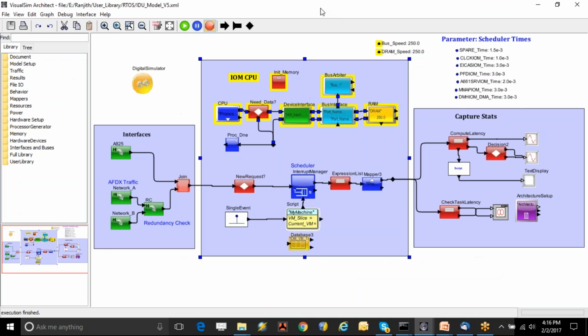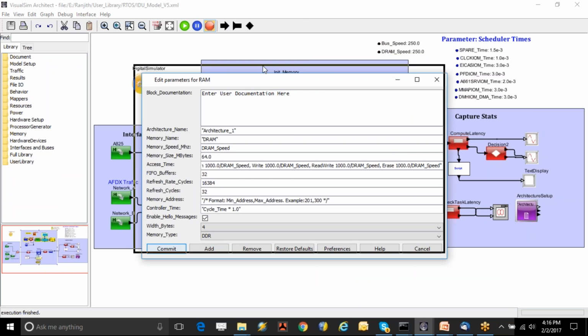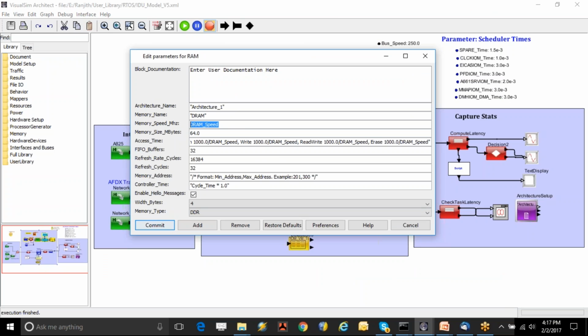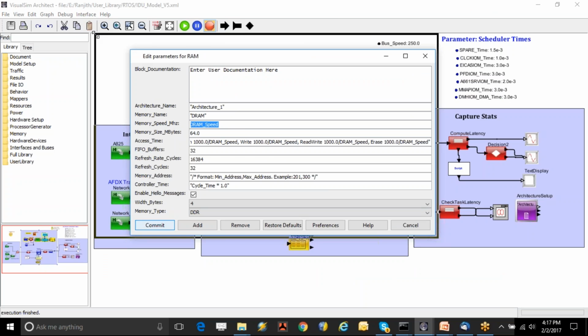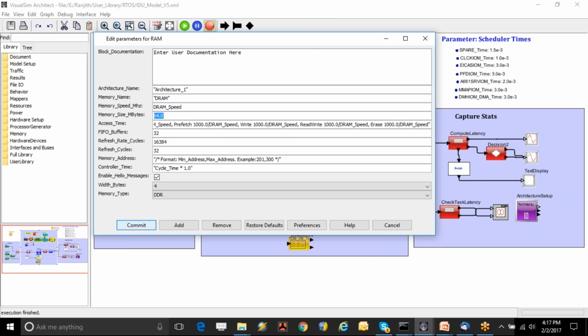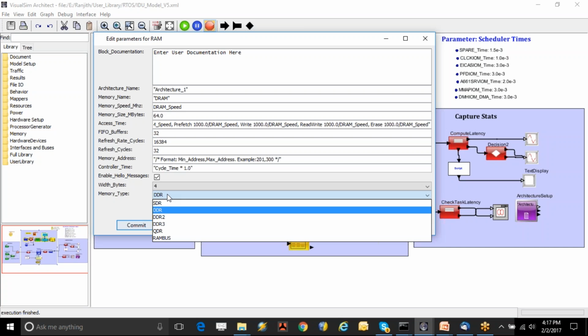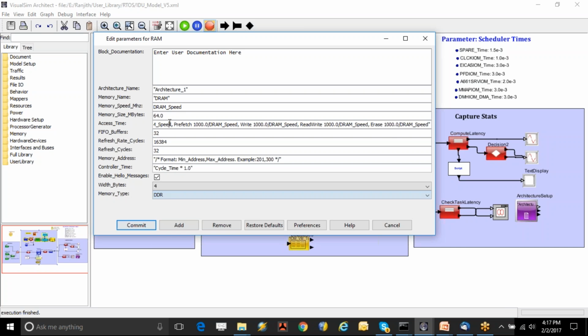For example, if I go back to this particular model, if I look at this DRAM over here, I have already provided a certain set of parameters. For example, what is the speed of the memory that you're running, what is the size of the memory, and what type of memory it is, whether it is a DDR, SDR, or something like that. And you can define your access times related stuff.